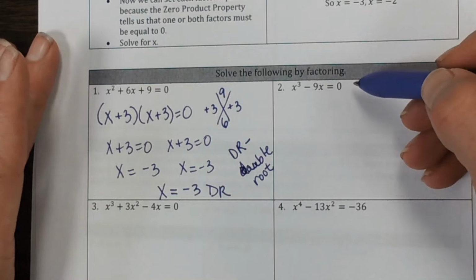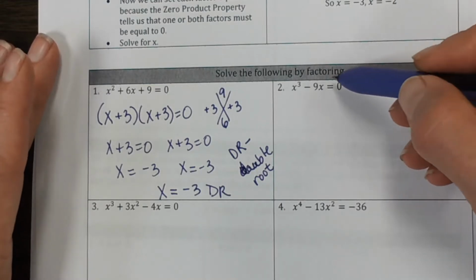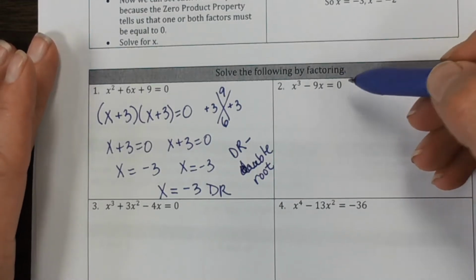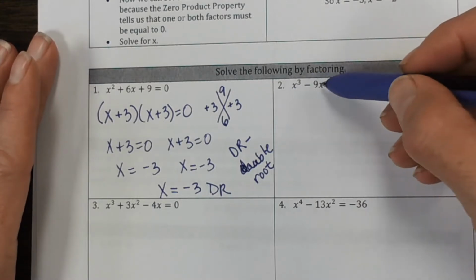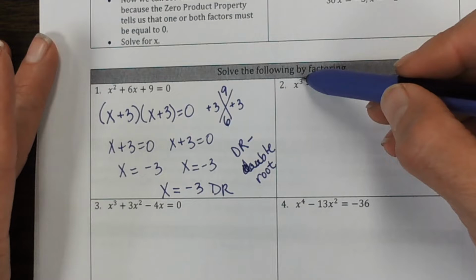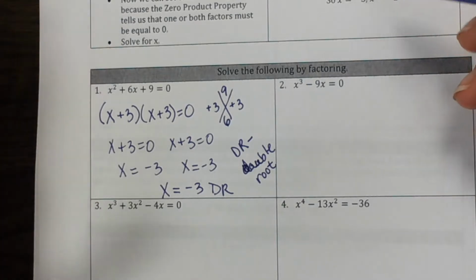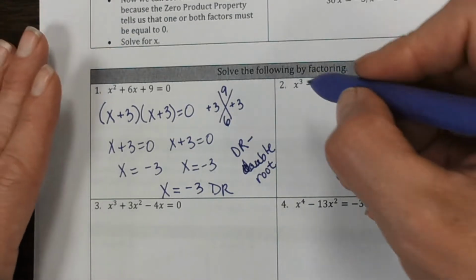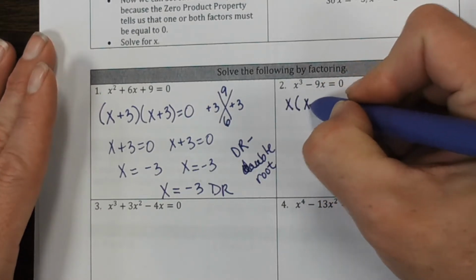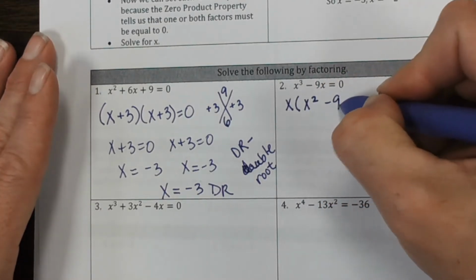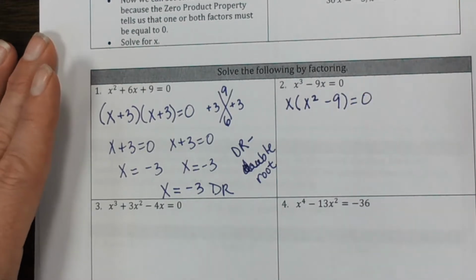Okay, so our next one, we look and we see that everything is equal to 0, so that's where we want it to be. And so we start to factor this quadratic. Well, we notice it's a cubic, so we look and we say, okay, is there a GCF that can come out? We do see one. We see that it is x, and then I'm left with x squared minus 9 is equal to 0.